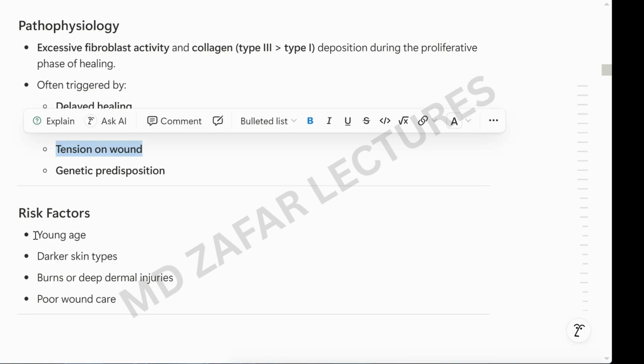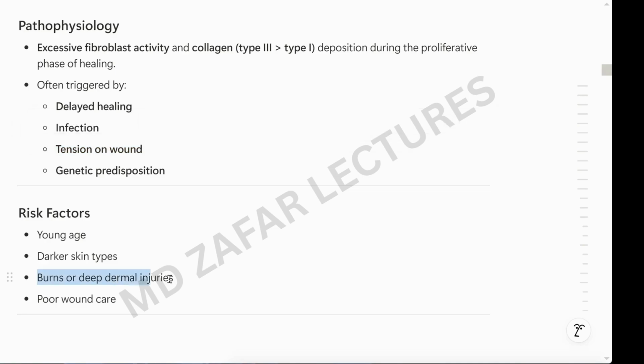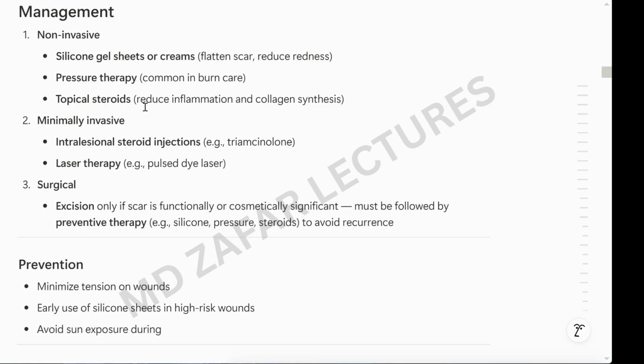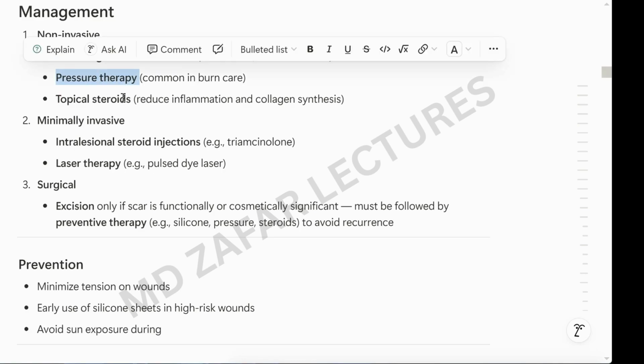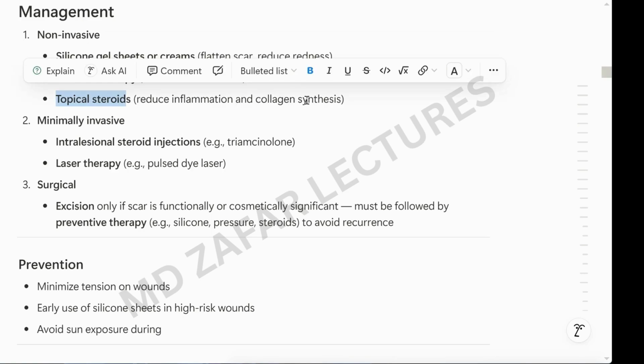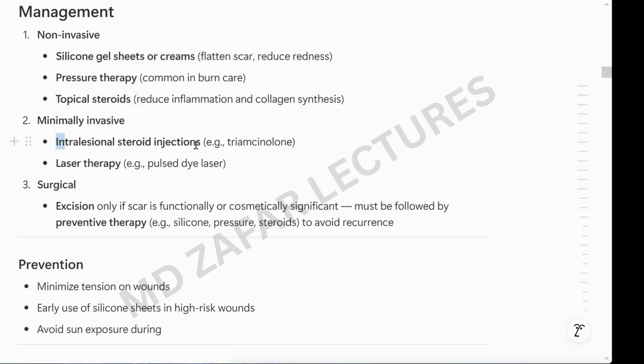The risk factors include young age, dark skin types, burns or deep thermal injuries. This is one of the very important risk factors for developing hypertrophic scar, and poor wound care. In terms of management, first of all, we have non-invasive management, which includes silicone gel sheets, pressure therapy, which is especially common in burns, and topical steroids. These topical steroids reduce the inflammation and excessive collagen synthesis.